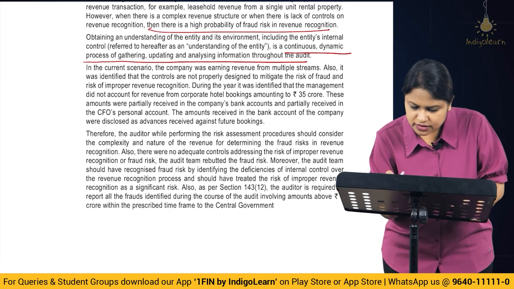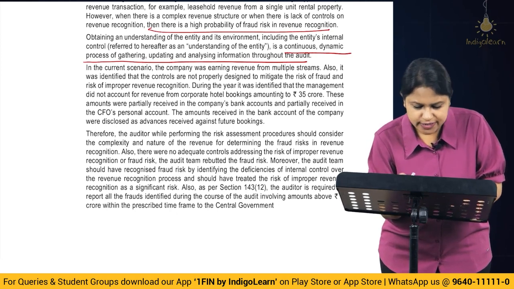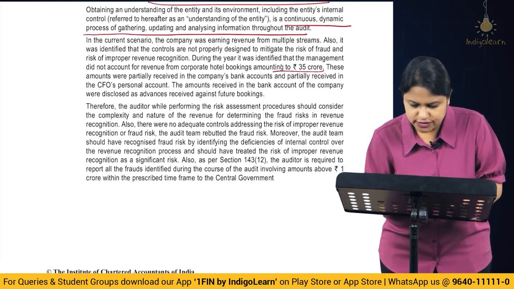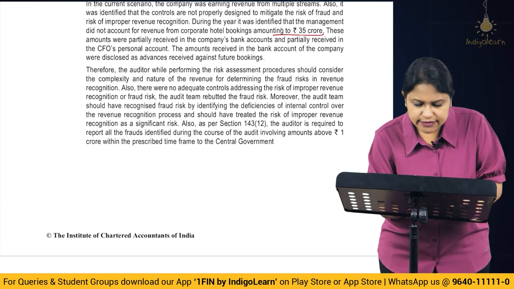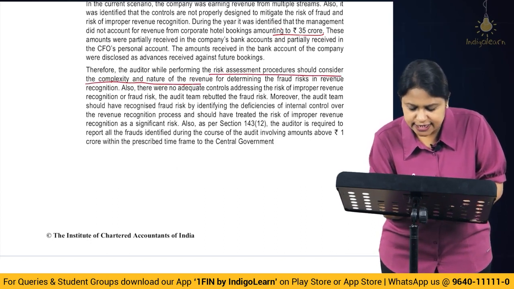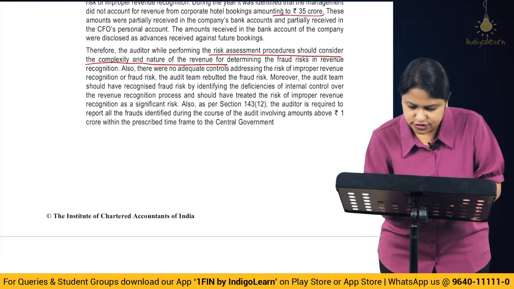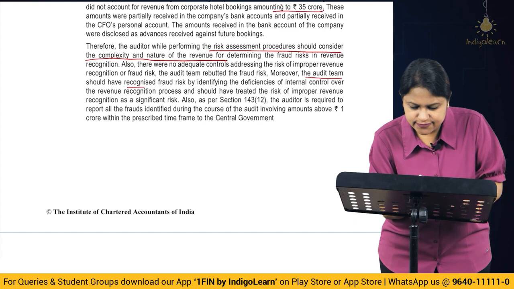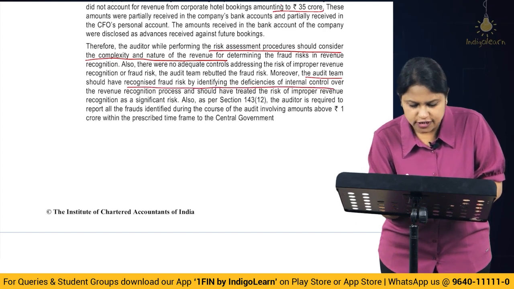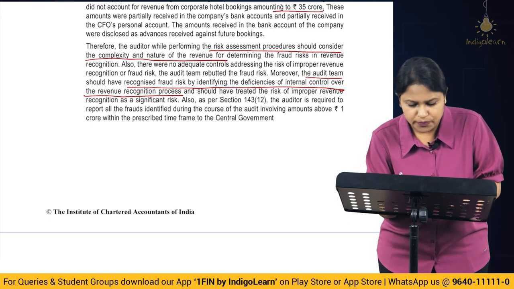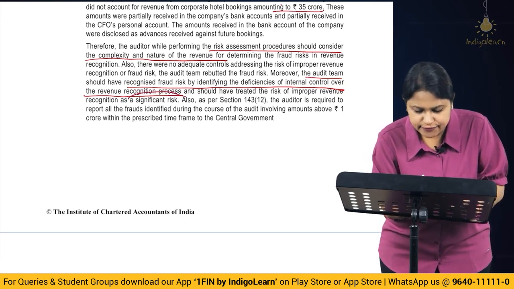During the year, it was identified that management did not account for the revenue from corporate bookings of 35 crore. These amounts were partially received, so that is the repetition of what is given in the question. Therefore, the auditor, while performing risk assessment procedures, should consider the complexity and nature of revenue and determine the fraud recognition here. Moreover, the audit team should have recognized fraud risk by identifying the deficiencies in the internal control over the revenue recognition process and should have treated the risk of improper revenue recognition as a significant risk.